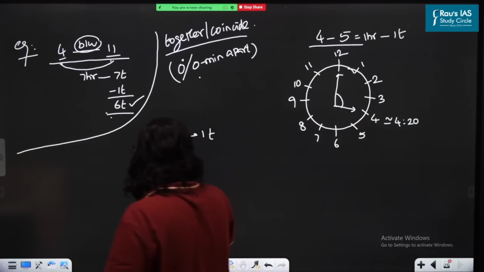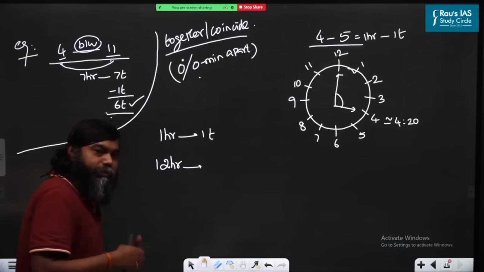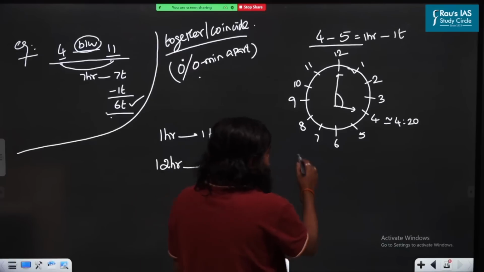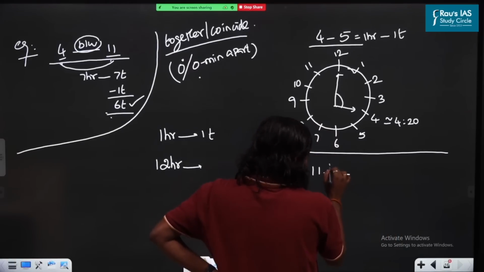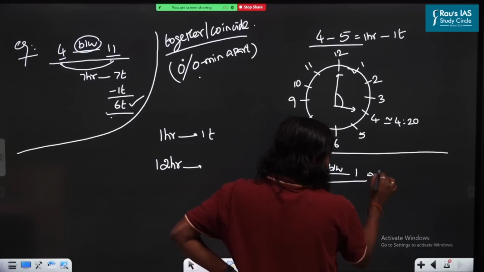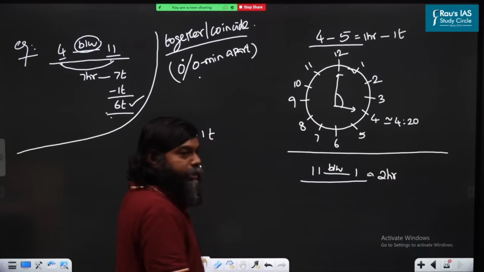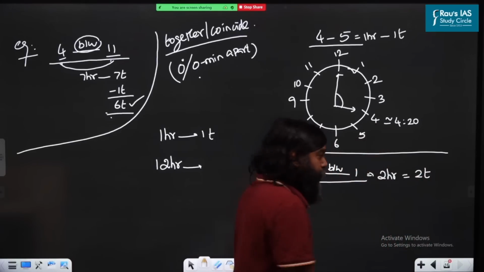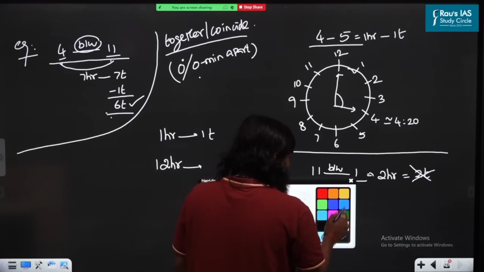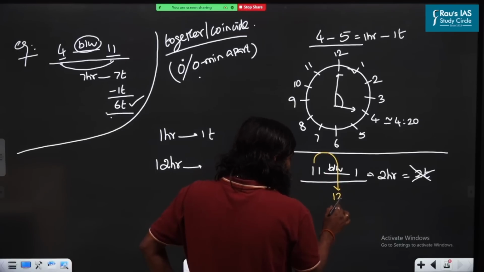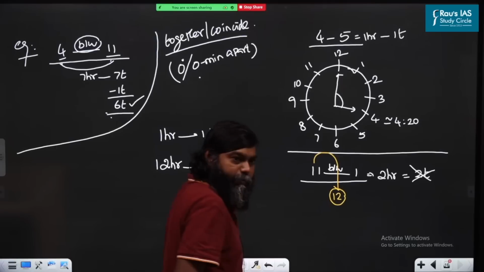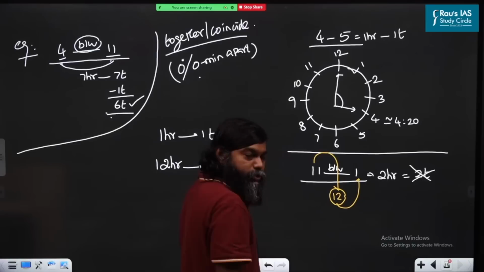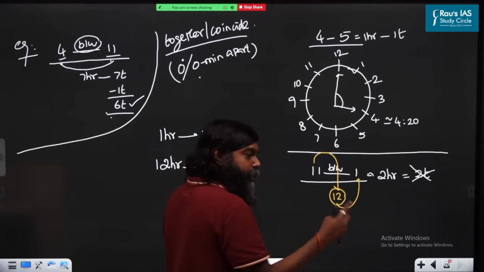Every 12 hours, how many times? 1 hour, 1 time. 12 hours, how many times are we expecting? 12 times, but not 12 times. For example, 11 to 1. How many hours? 2 hours. 1 hour, 1 time, so 2 hours, how many times? 2 times you are expecting, but not 2 times. Why? Because 11 to 12, 12 o'clock together is part of it, and 12 to 1, again 12 o'clock is together. So you included 12 o'clock 2 times; reduce 1 time.